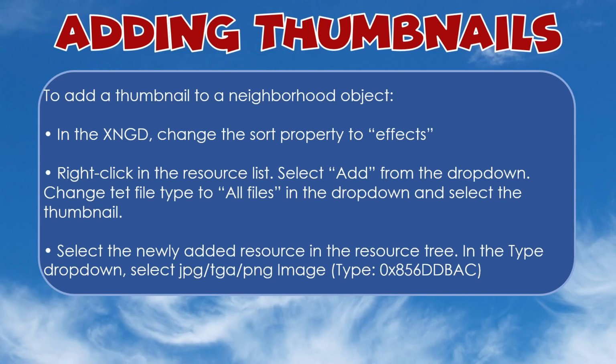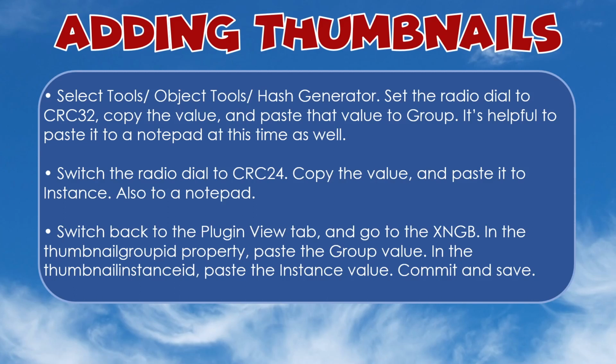We grab the thumbnail that we're going to add. I provided those in the resource post. We change the file type to all files so that we can locate non-SimPE resources, and we just grab the little JPEG. Then we switch to the resource tab, and for the type, we select the JPEG TGA PNG image, and that's the type. We go to Tools, Object Tools, Hash Generator.